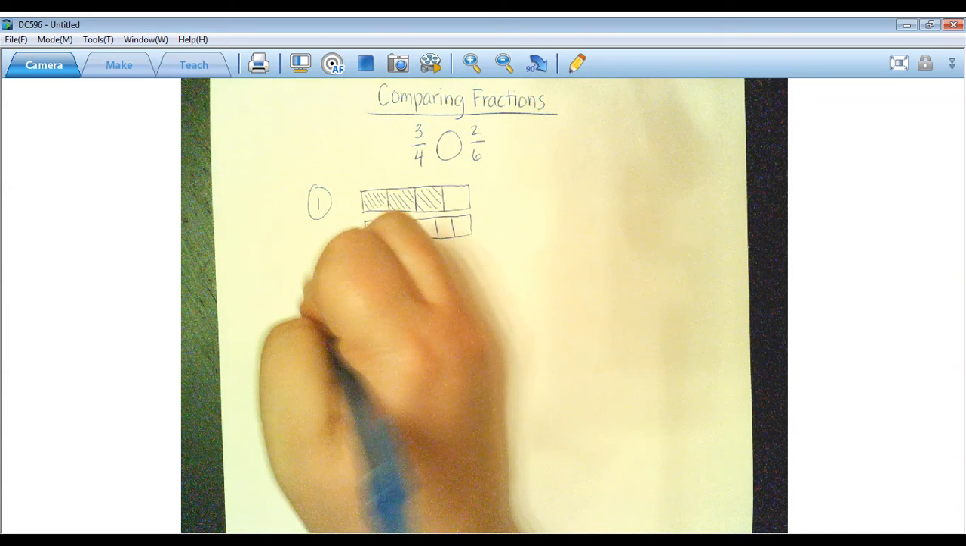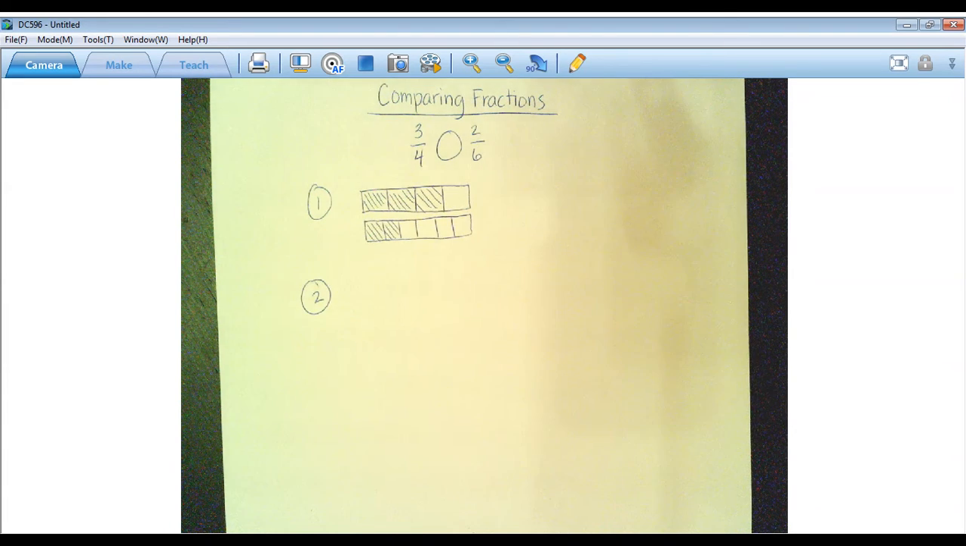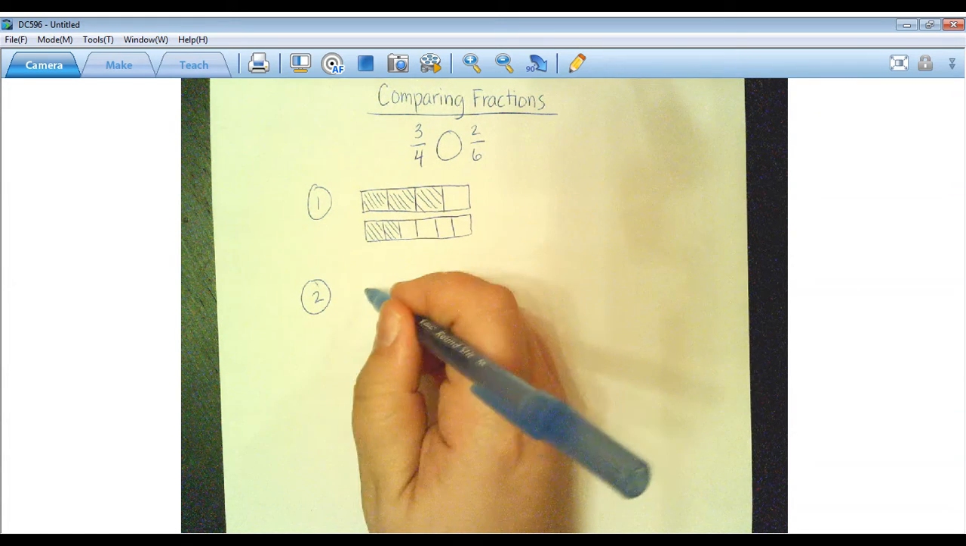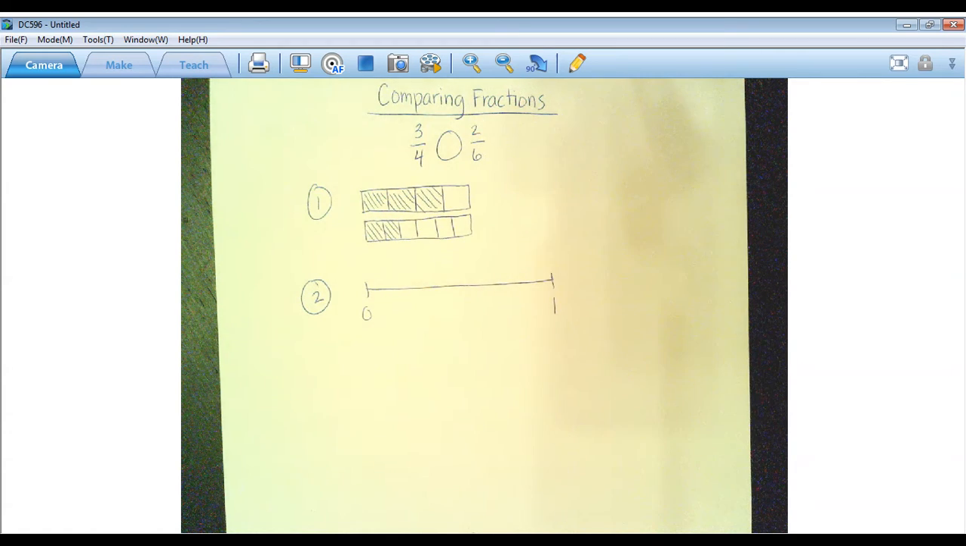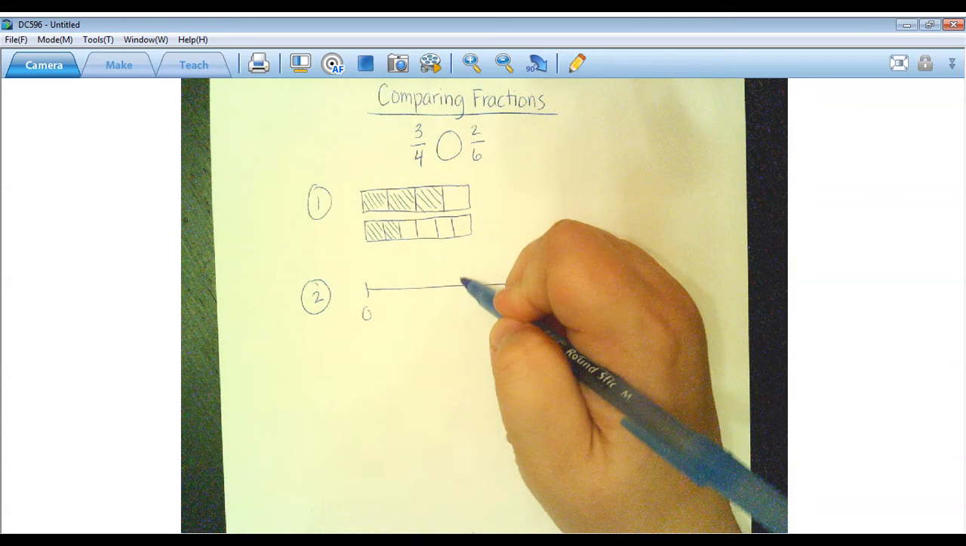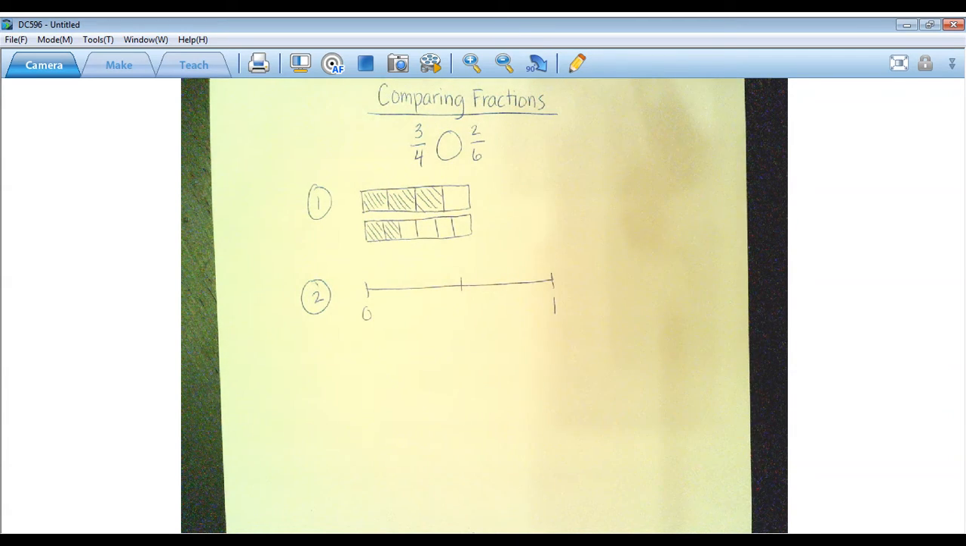Our second strategy is to use benchmarks or to put our fractions on a number line. So I'm going to draw a number line from 0 to 1. And if you were to do this in your head with benchmarks, that's totally fine. And I'm going to think about what would be right between 0 and 1. Of course, we would have 1/2.